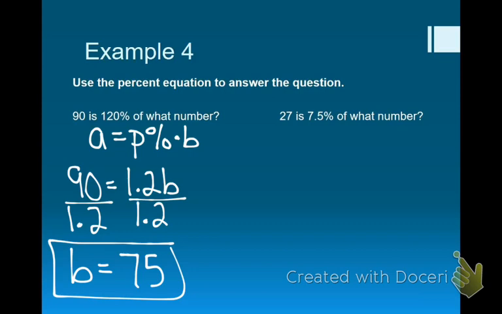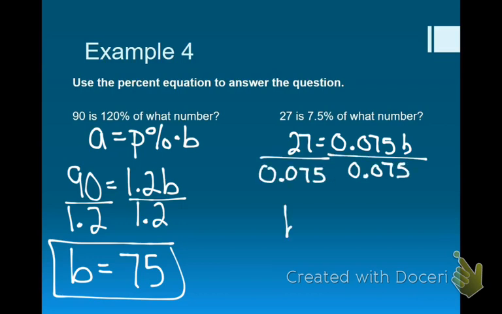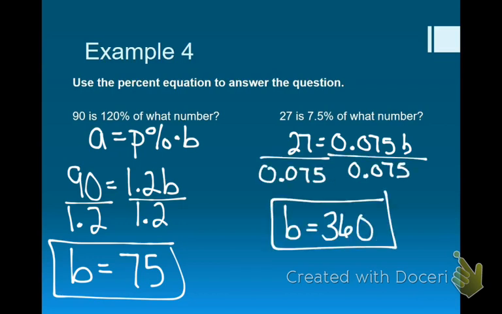Do the next one. Now, if your decimal place is in the wrong place in your answer, that means you didn't convert your percentage correctly. 120% is 1.2 as a decimal. You have to change the percent to a decimal before you can multiply. Okay, 27 is 7.5% of what number? 27 equals .075B. Did you get that? Yes. Divide by .075, 360. Who got 360? Okay, just get those decimals right and we should be good to go.